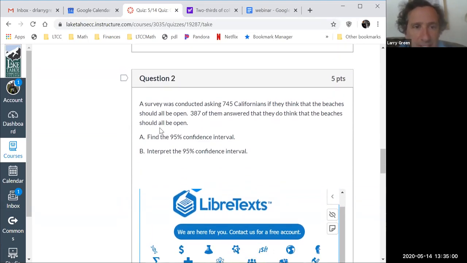Okay, a survey was conducted asking 745 Californians if they think that the beaches should all be open. 387 of them answered that they do think that the beaches should all be open. Okay, and you shouldn't be too surprised. I asked you to find a 95% confidence interval. And then I said interpret the confidence interval. Okay, so any questions on the question?